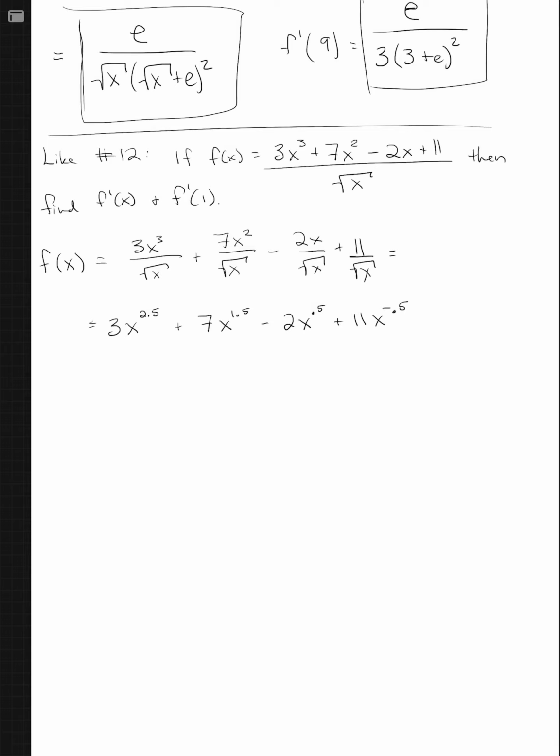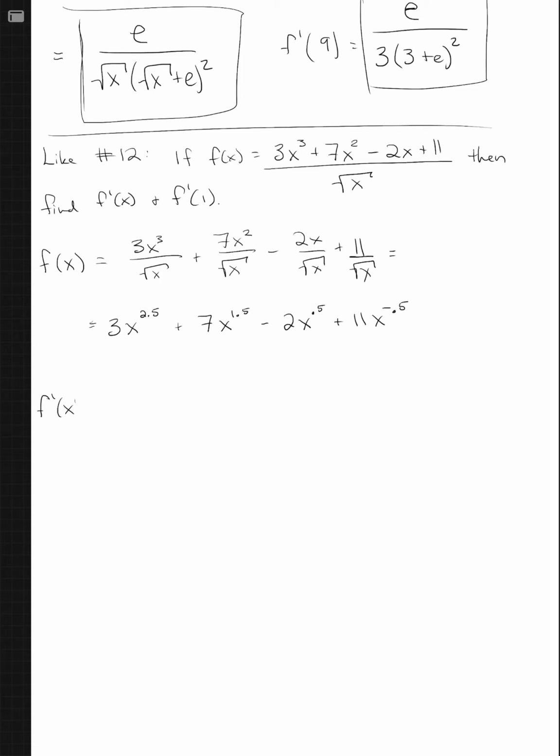Right? And you could do fractions there as well, right? 5 halves or 3 halves or 1 half. I don't have a particular reason why I chose to do it in decimal form this time. It just is, I guess, what I did. Right? So now we have a sum of power functions, and we can just use the power rule instead of the quotient rule.